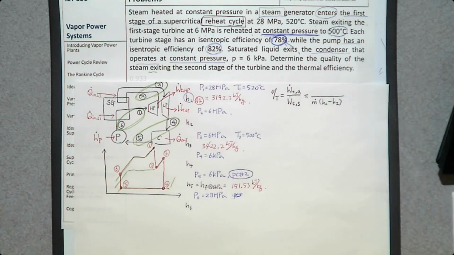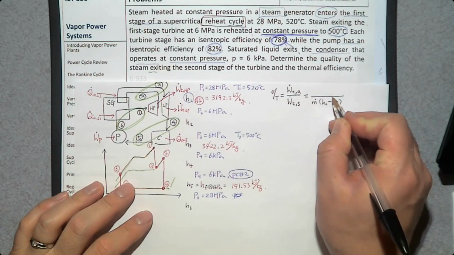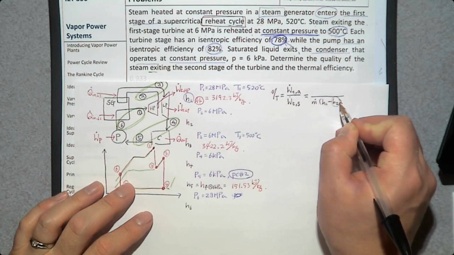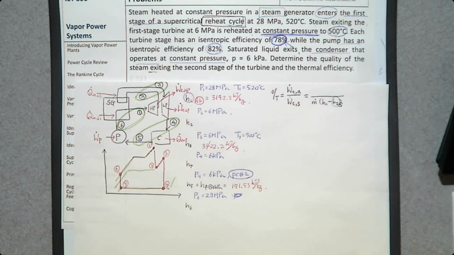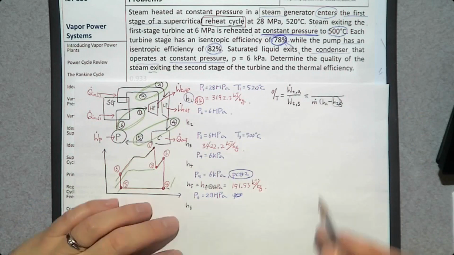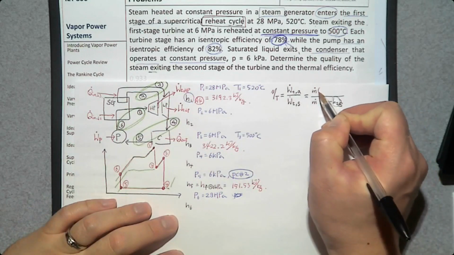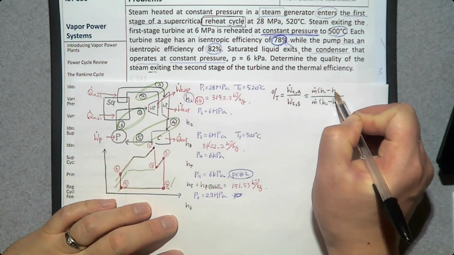But this one is an ideal turbine, not the actual turbine. So I'm going to say it is not the actual H2, it is H2S, the H2 when we have an isentropic turbine. Then what about the turbine power by the actual turbine? The same thing, m dot H1 minus H2.